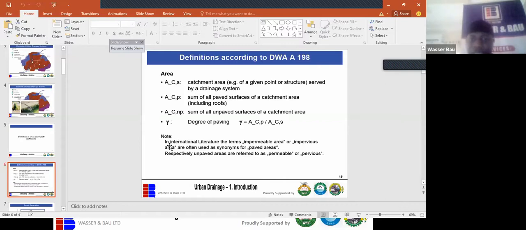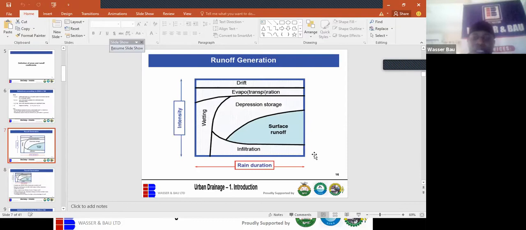Here it says that in international literature, the terms impermeable area or impervious area are often used as synonyms for paved areas. Respectively, unpaved areas are referred to as permeable or pervious areas. So those words can be used interchangeably.